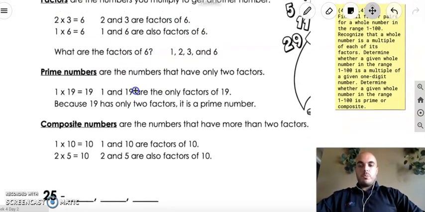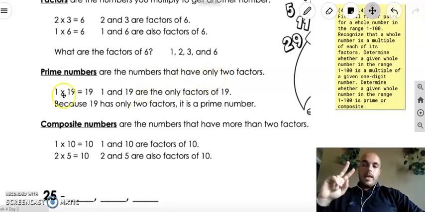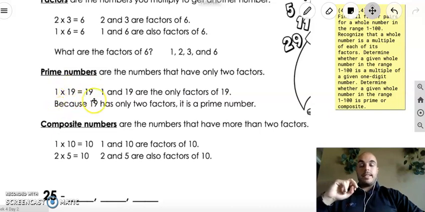Let's look at prime numbers. Prime numbers are the numbers that only have 2 factors, only 2. And they're 1 and themselves. So for instance, for 19, only 1 and 19 can go into 19. There's no other number, or combination of numbers, that you can multiply to give yourself 19.